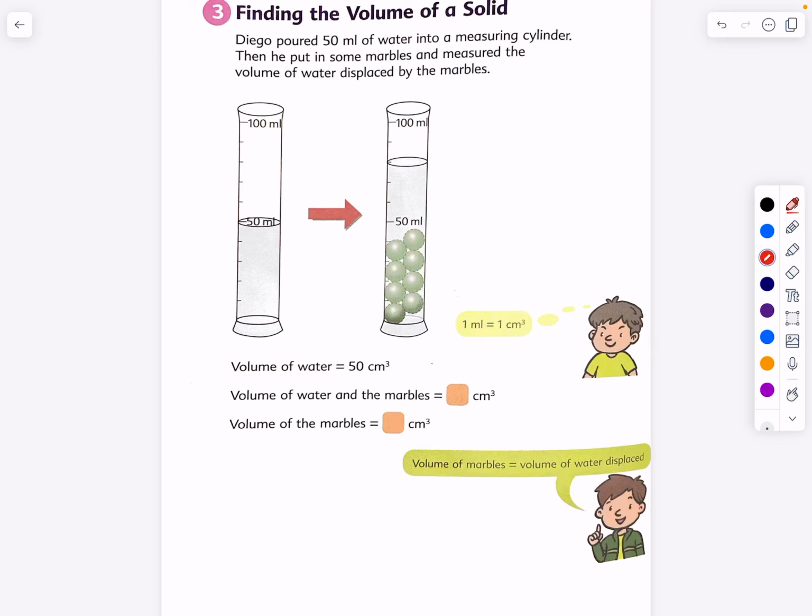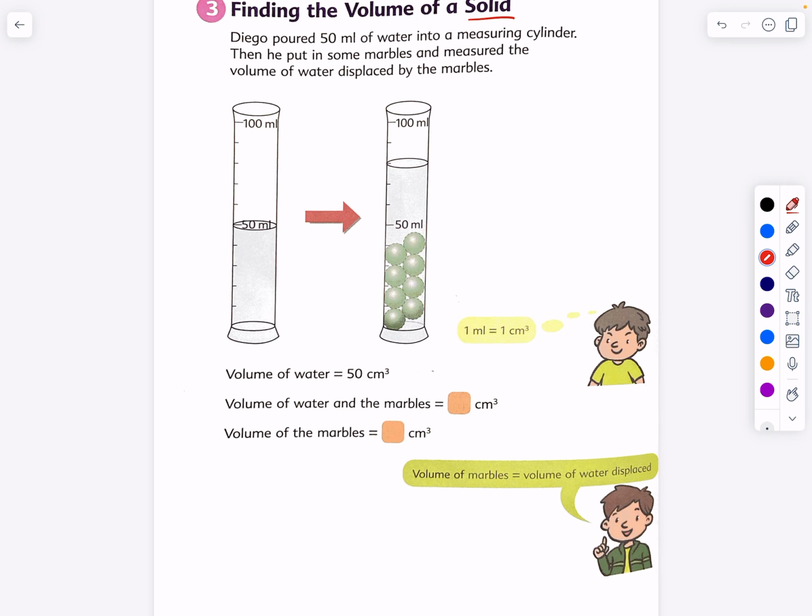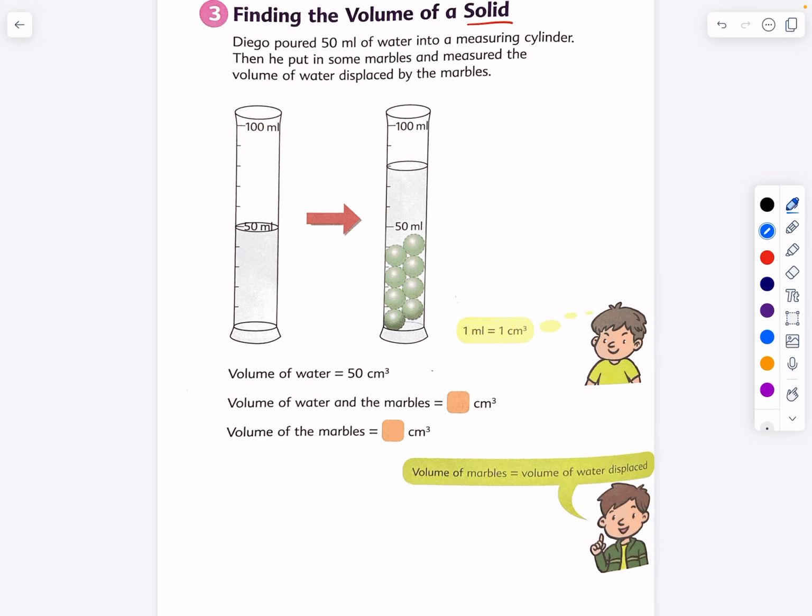Hello, the topic of today's lesson is finding the volume of a solid. And this is basically using Archimedes' principle. You can look up a video online. There are so many beautiful animations explaining the Archimedes principle.